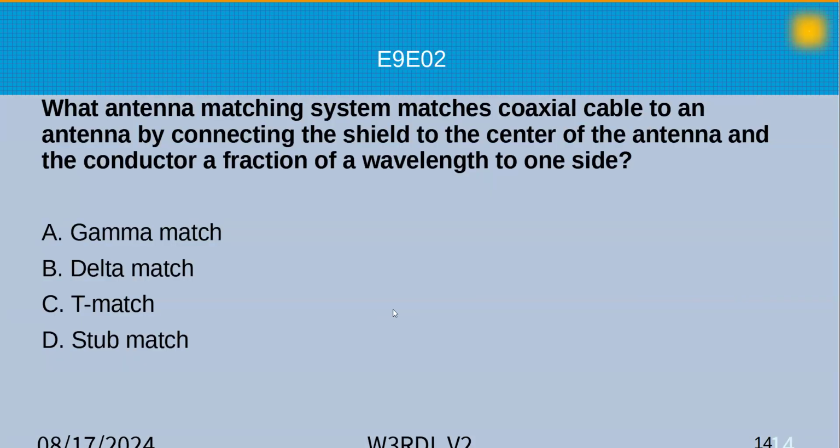What antenna matching system matches coaxial cable to an antenna by connecting the shield to the center of the antenna and the conductor a fraction of the wavelength to one side? Well, only because we just talked about it. I know. But that long description there is confusing. Yeah, that is.